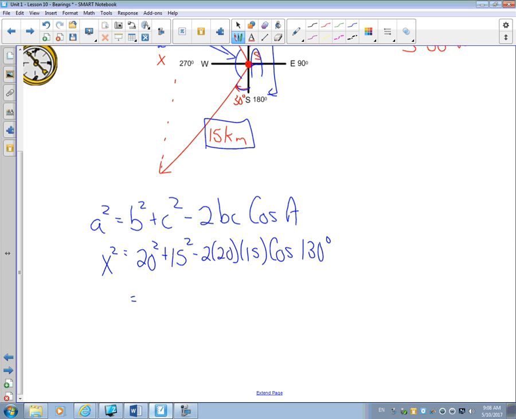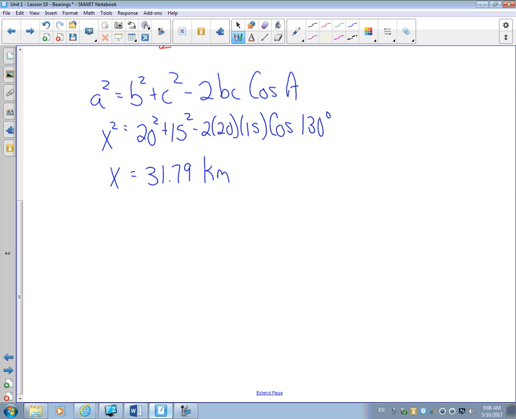10. I squared it already. Okay, you get yourself a big number, so roughly 1,000 something. Don't forget we want to square root it. It comes out to 31.79 kilometers, but it says in the question to the nearest kilometer.